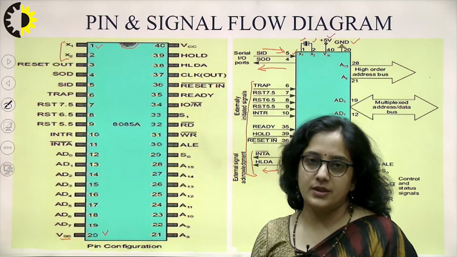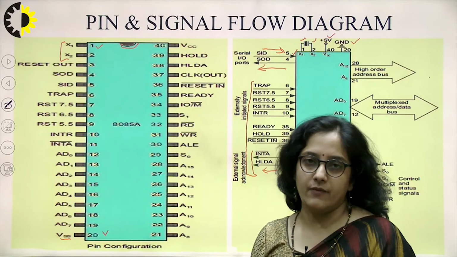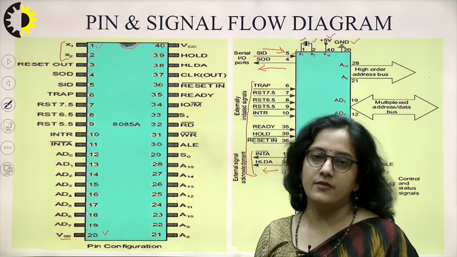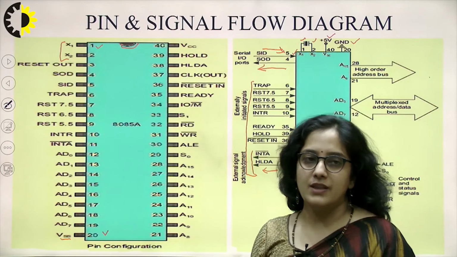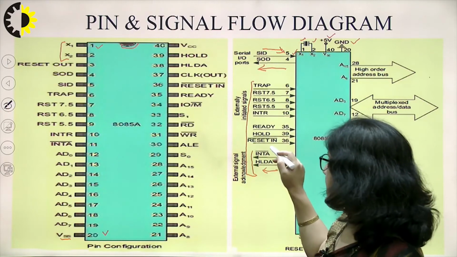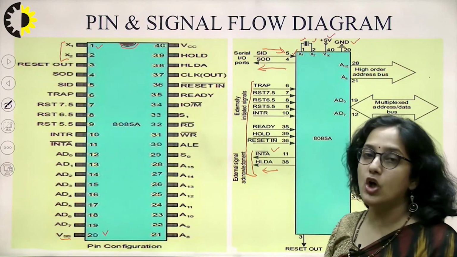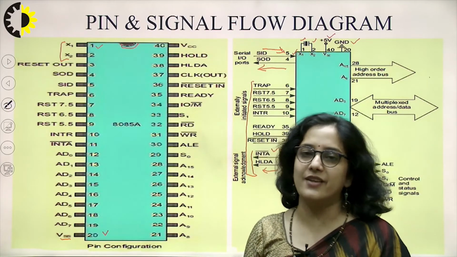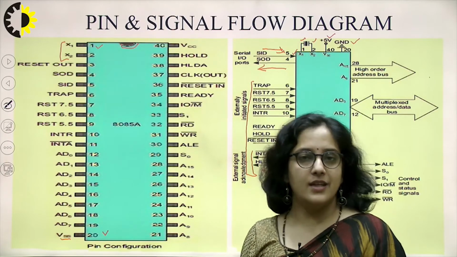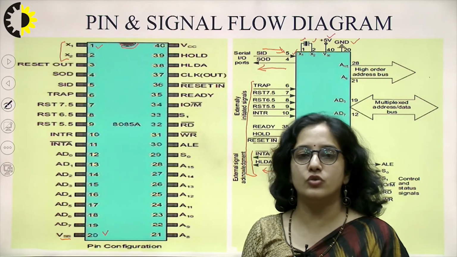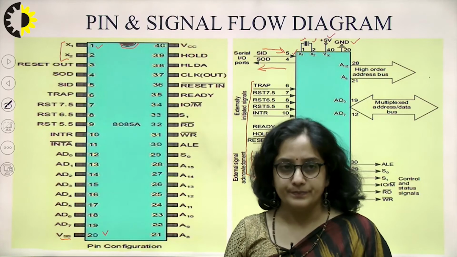So when the microprocessor is interrupted by another device and now the microprocessor gives service to that device, it will send an acknowledgement signal. This is INTA bar. This is the acknowledgement to that device, that the microprocessor is ready to give service to that particular device.